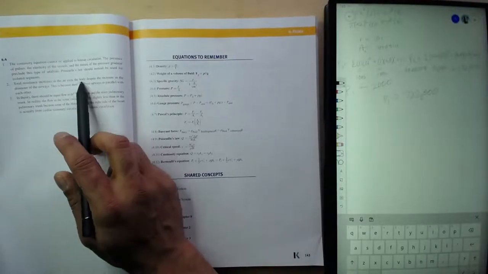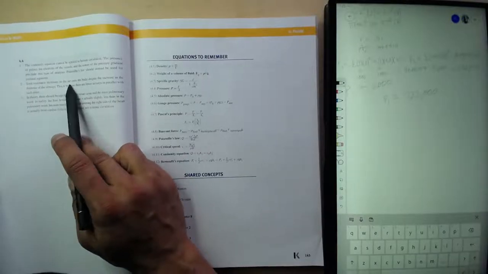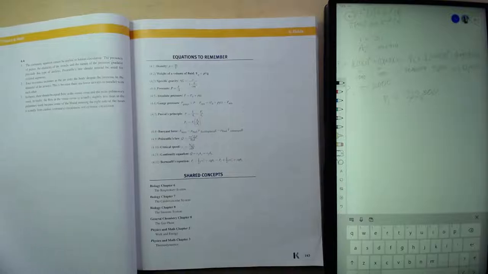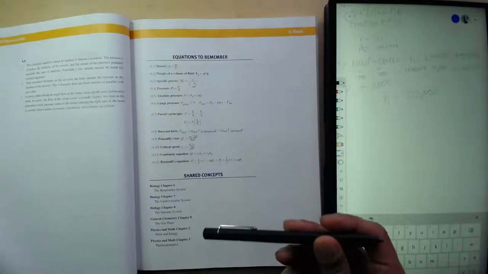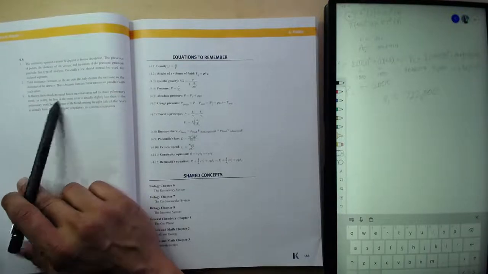The continuity equation cannot be applied to the circulatory system. Total resistance increases as the air exits the body, despite the increase in the diameter of the airways, because there are fewer airways in parallel with each other. Okay. In theory, there should be equal flow in the vena cava and the pulmonary trunk.